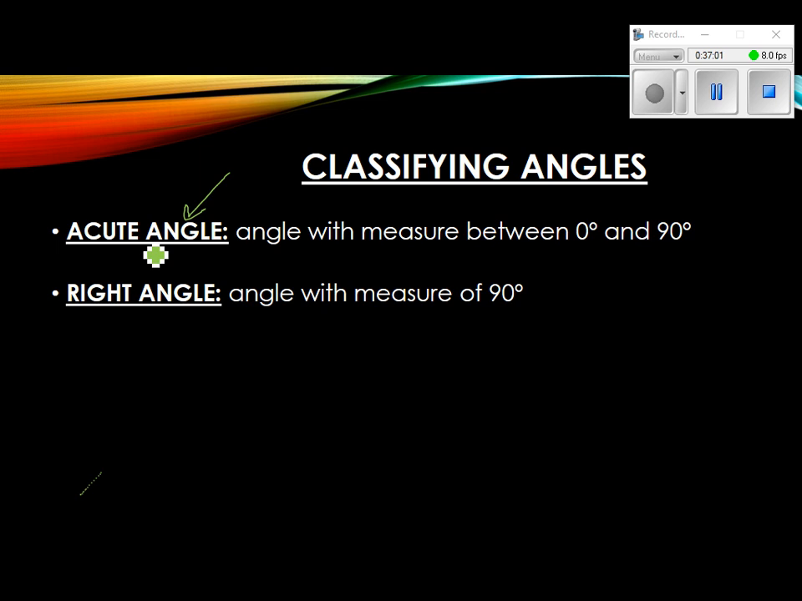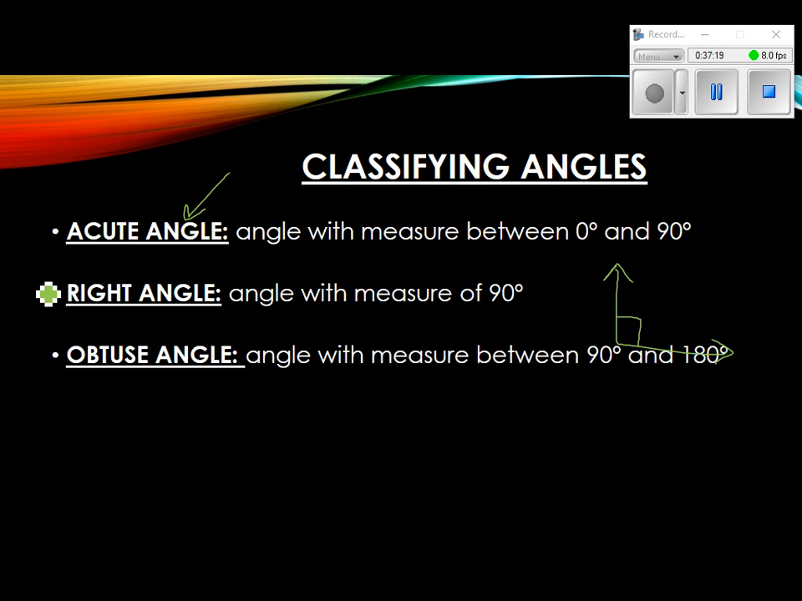Right. We're going in numeric order. It's math class. Right angle. What do you know about right angles? Measure is 90. 90 degrees. Anytime you see a right angle, what kind of symbol are you going to see in the picture? A little square, something like that. That'll tell you it's a right angle.